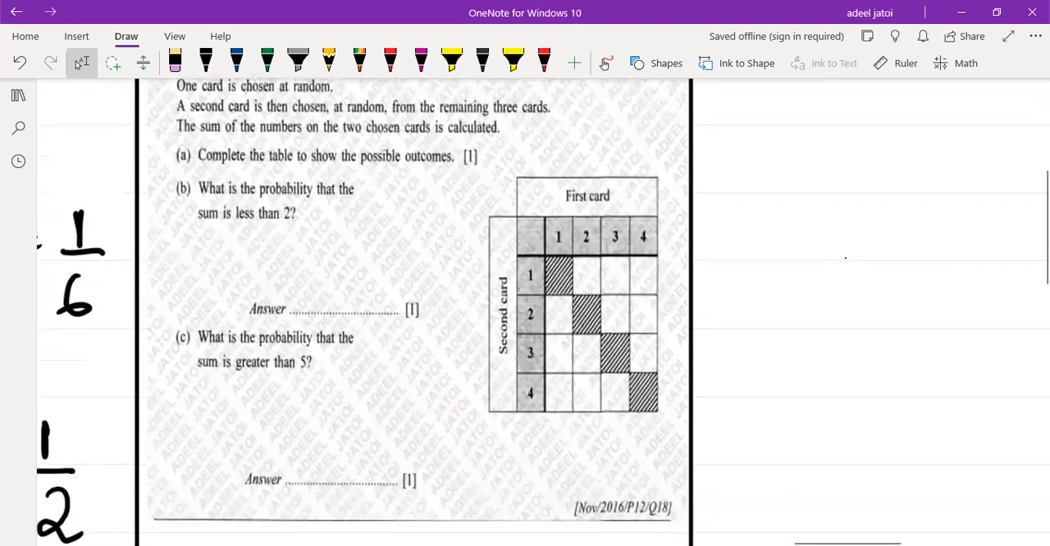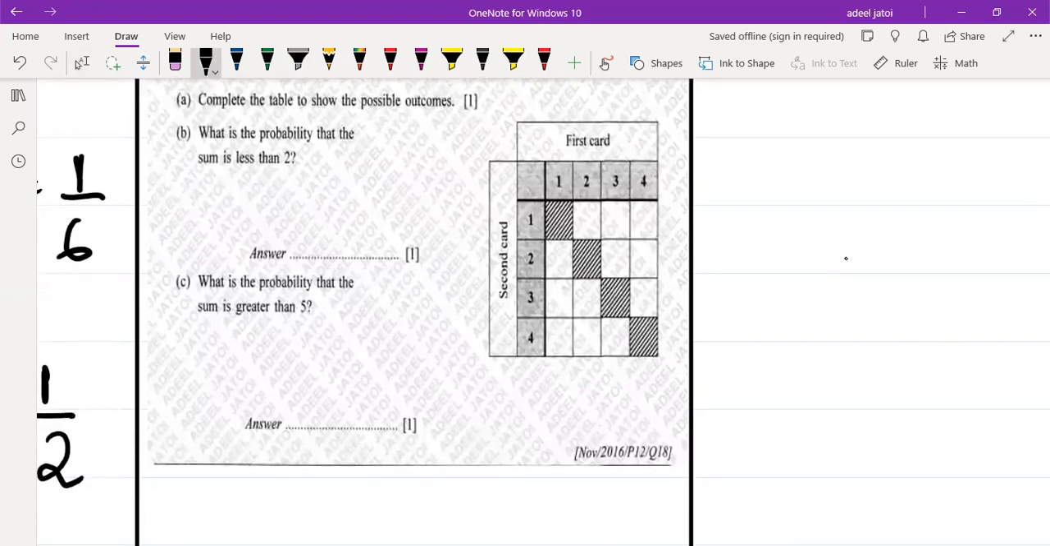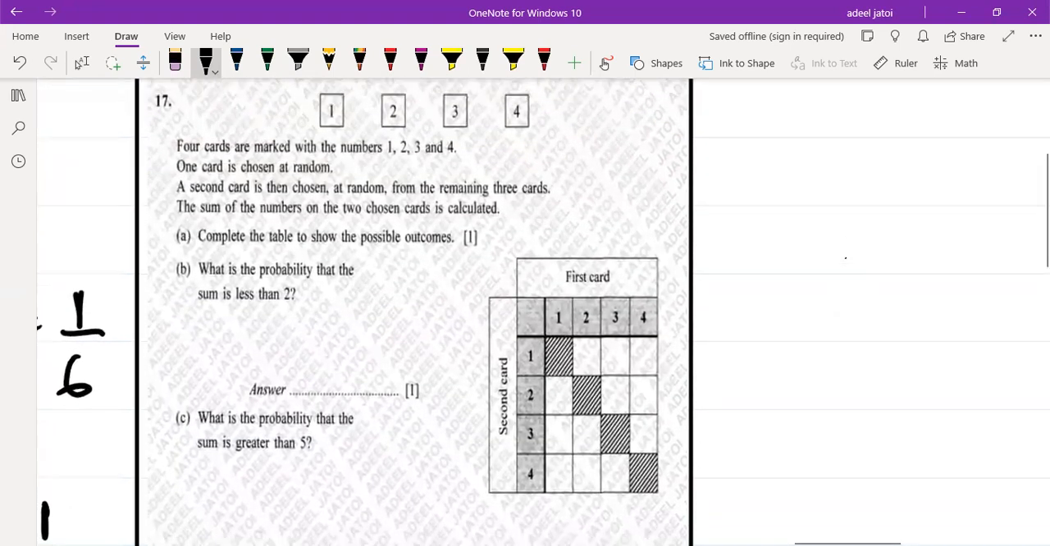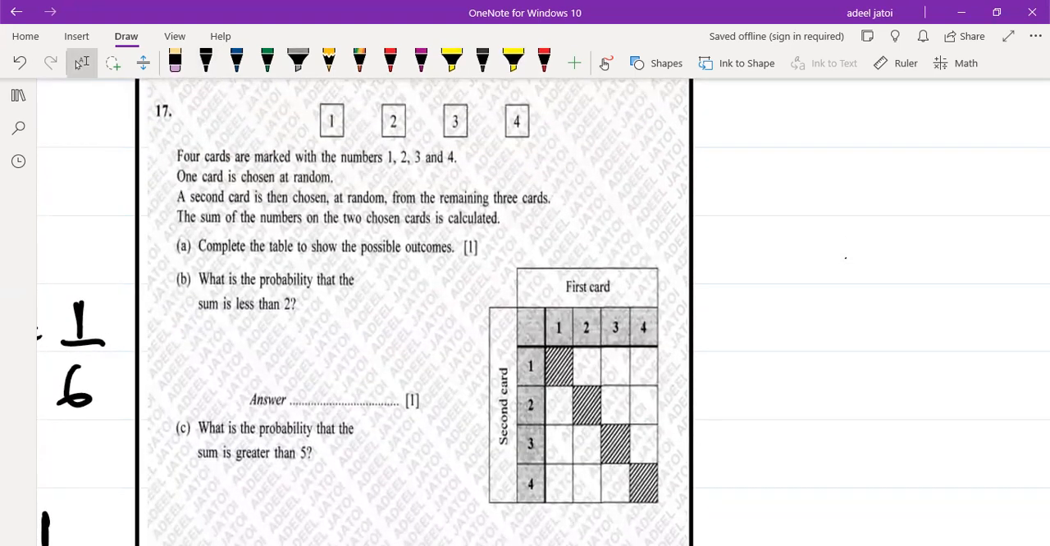Let's take the example from a past paper question that was tested in November 2016 paper 1-2, question number 18, and obviously question number 17 from my book. This question has 4 cards marked with 1, 2, 3 and 4. All cards have different numbers. One card is chosen at random. The second card is chosen at random from the remaining 3 cards.